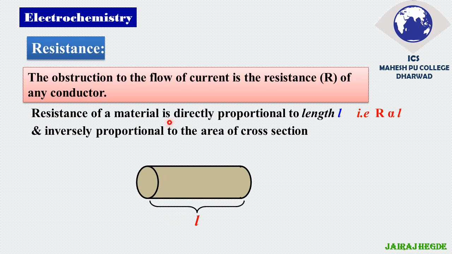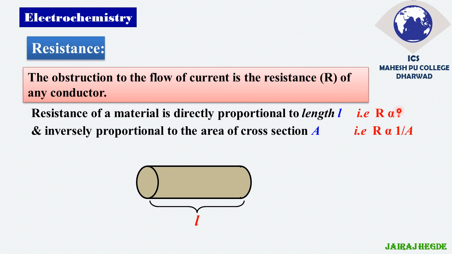If the roads are wider, it will become easy to travel, or in other words, obstructions will be very less. So that's why it is inversely proportional to area of cross section. The broader the wire, the more easily the electron flows, or in other words, difficulty to the flow of electron is less. The longer the length, the more difficult it becomes for the flow of electrons.